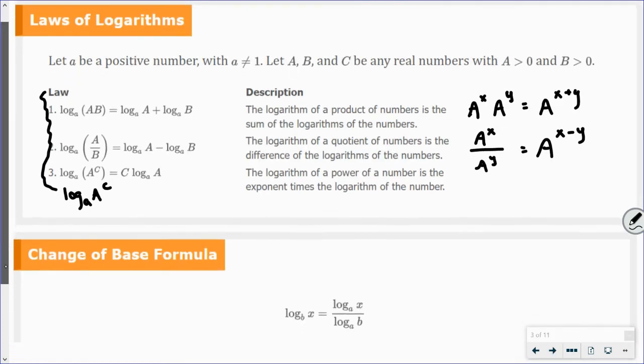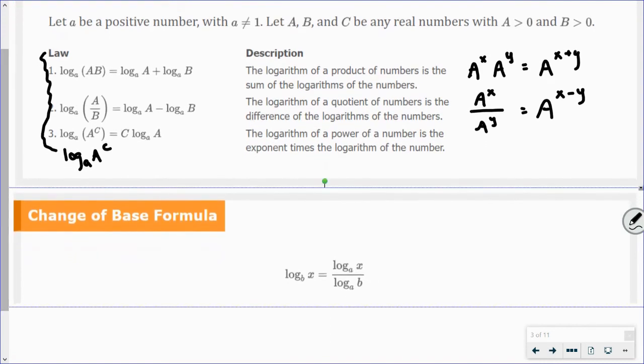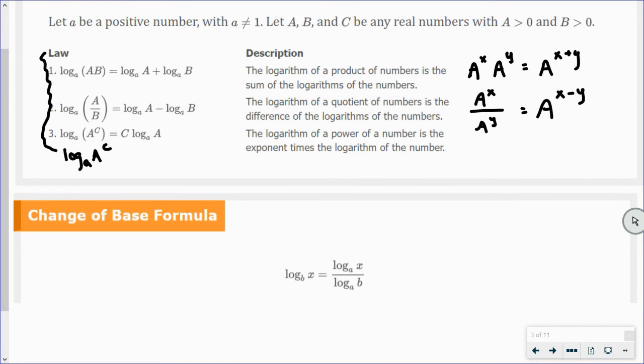We also have what's called the change of base formula. This formula used to be more important than it is today because calculators couldn't do different bases. They only did the common log and the natural log. Now we have the ability to do any kind of base. But what this does is it changes this base b to any other base I want.